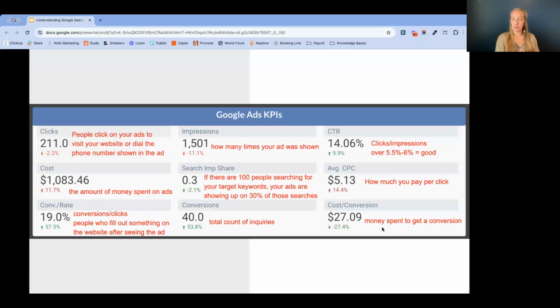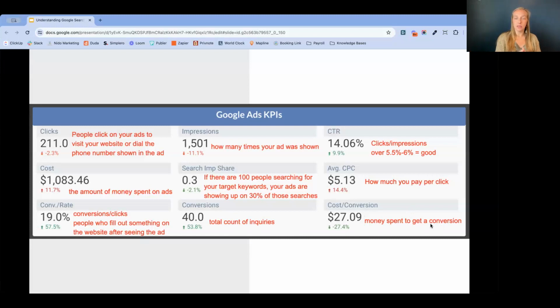So this is your money maker here. So this is how much am I spending to get a lead, essentially. And this is where you're going to see this. So this school is spending $27.09 to get a conversion.